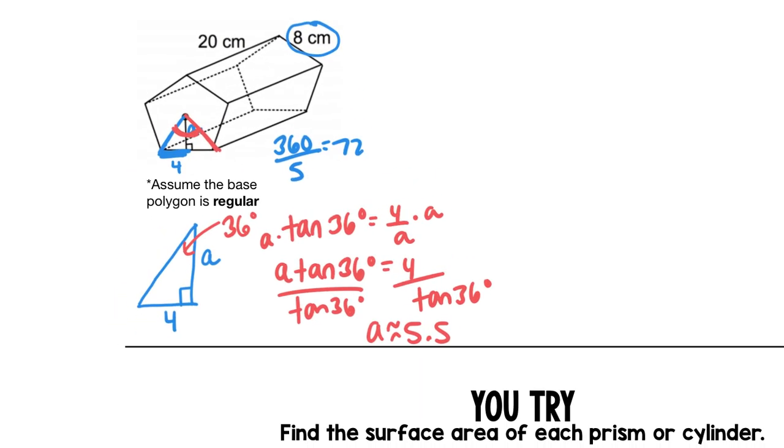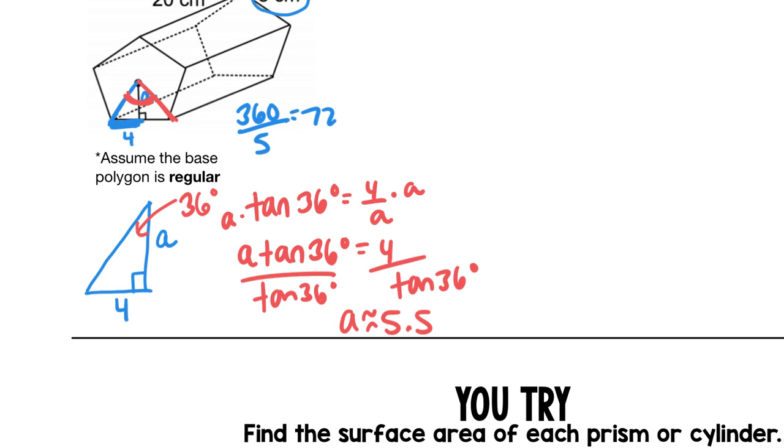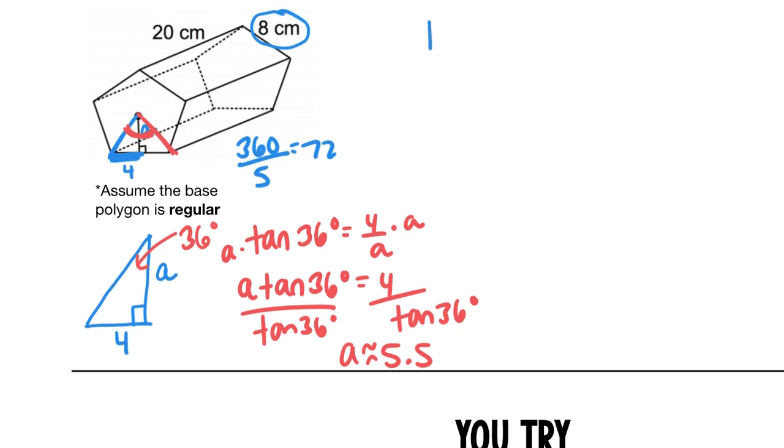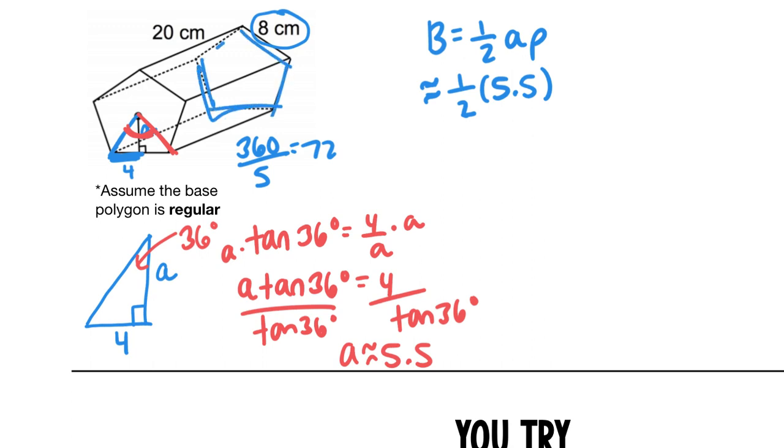All right, so then just do the same thing we've been doing on all these. Big B is the area of the base, which is 1/2 apothem times perimeter. So 1/2. The apothem is approximately 5.5. And then the perimeter of the base would be 8 times 5 because it's a pentagon. So the perimeter would be 40. So that's the area of the base.